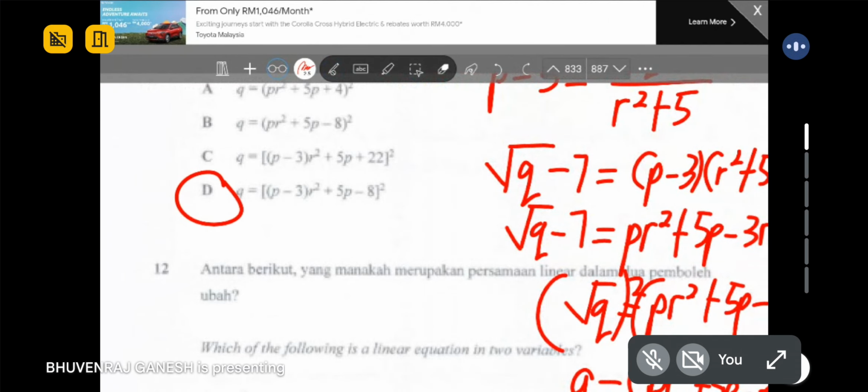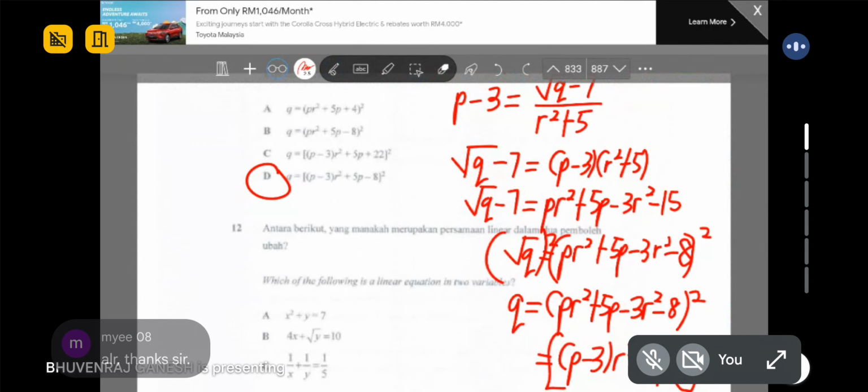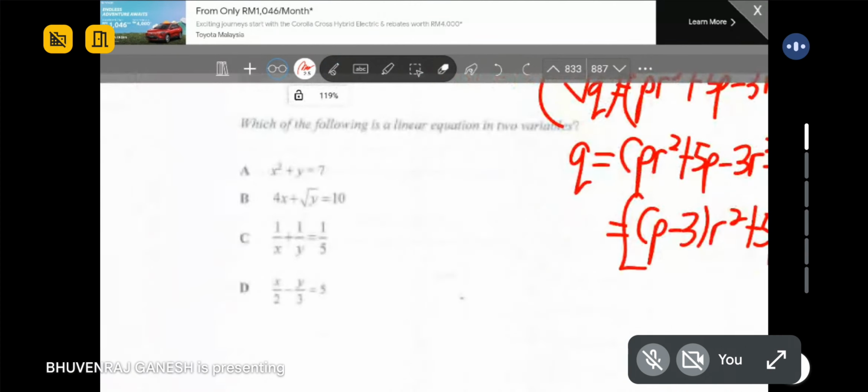Okay? Jelas guys? How I solve? Can get the concept? Boleh? No problem. Okay. Next one.